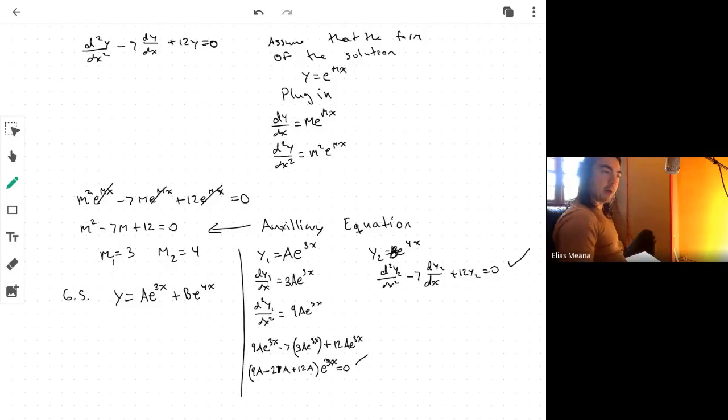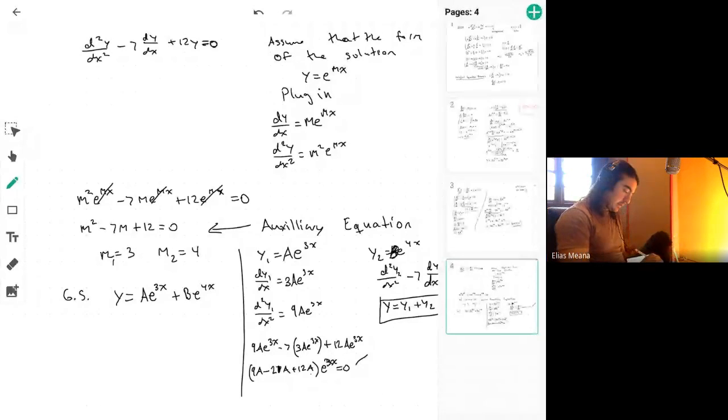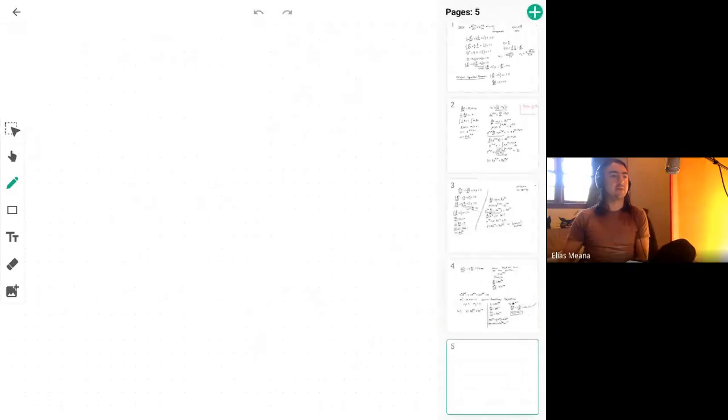So what happens if we combine the two? Well, we could say let y equal y1 plus y2, right? So let's actually do this on a separate page because this is a really, really important concept. This is going to end up being our general solution, the thing that I just boxed, and I'll show you why. So say we have any differential equation that's of this form.